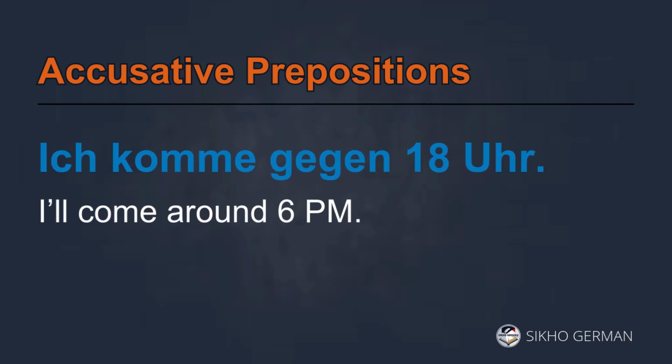Ich komme gegen 18 Uhr. I'll come around 6 p.m. Here, gegen means around for approximate time. This is very common in German when you want to say around or approximately for time expressions. Notice 18 Uhr doesn't change because times don't decline, but the case is still conceptually accusative.